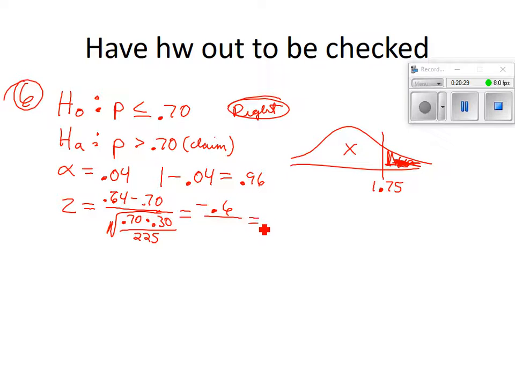Oh, that's the final answer? Negative 0.714? And that's going to fall somewhere like right here, right?